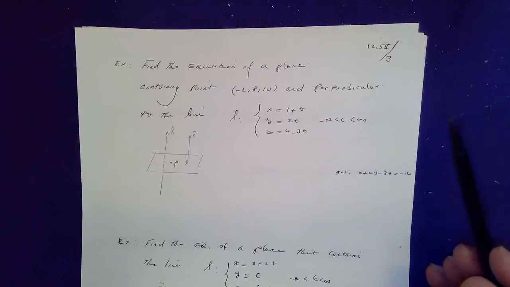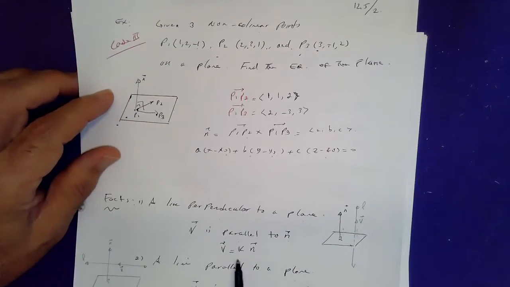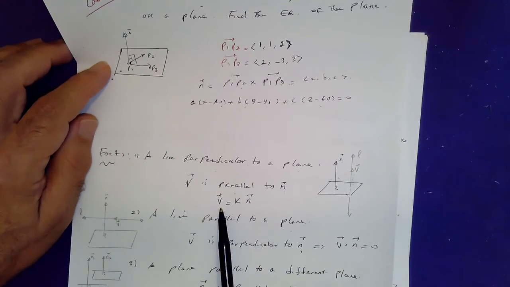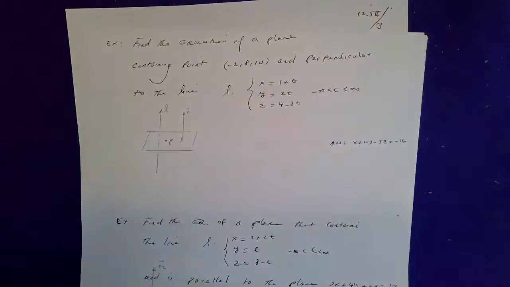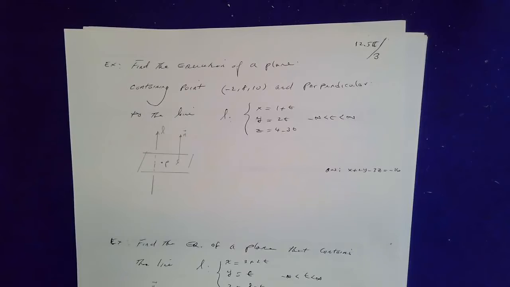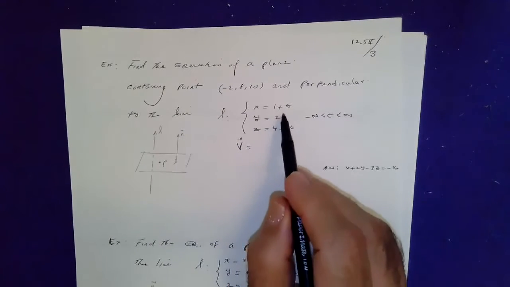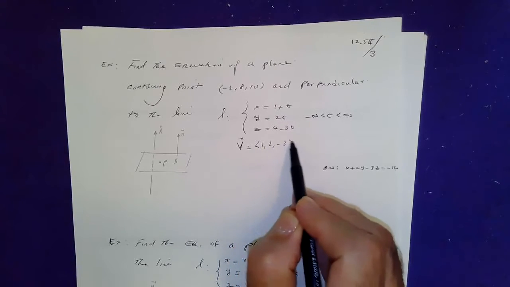Remember what we just said a while ago, that a line is perpendicular to a plane if the vector parallel to the line is a scalar multiple of the normal vector. So what does that mean? That means the vector which is parallel to this line is 1, 2, -3.